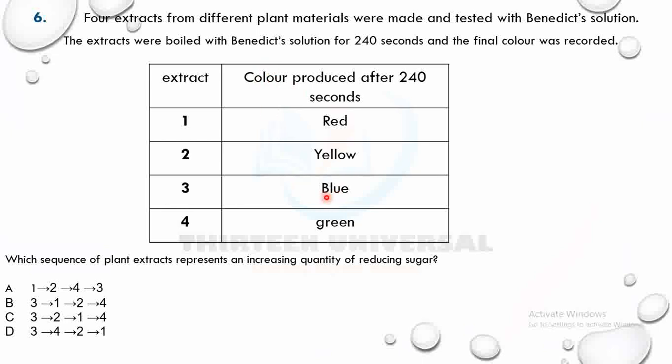If it is not present, the color will remain blue. But if it is present, it can change to green. Green means present but in small quantity. It can change to yellow. Yellow is a higher quantity. It can change to maybe orange. Orange is also moderate.